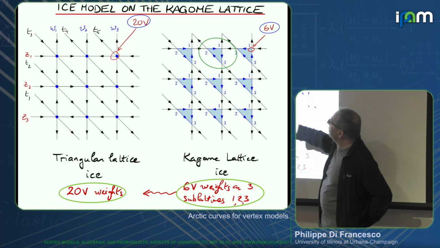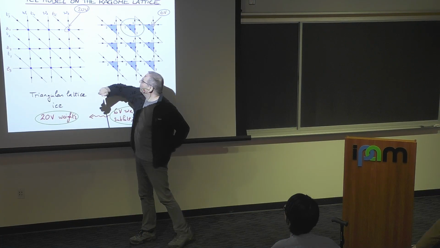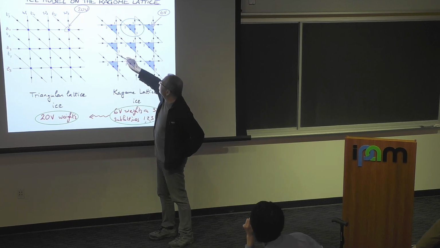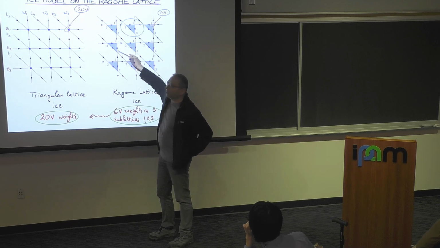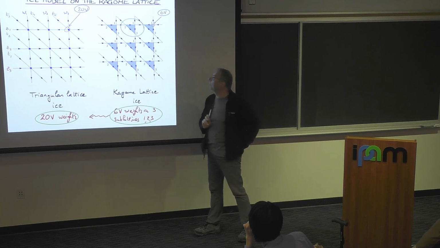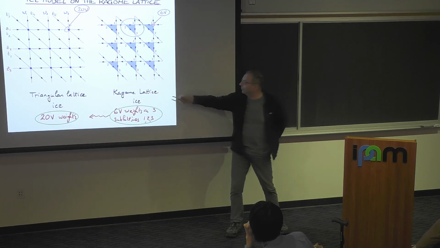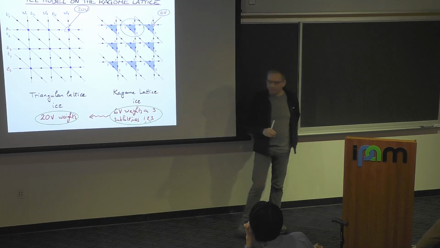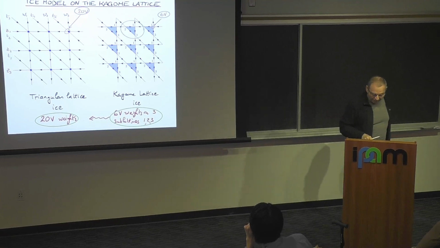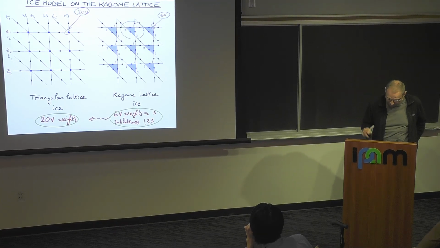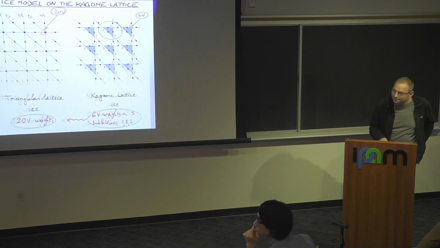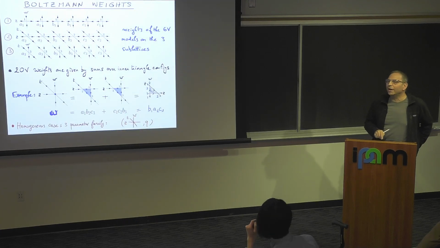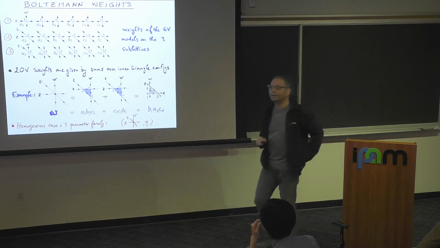Then I can obtain weights for this problem as a summation over the possible configurations of these inner arrows. This lattice is called the Kagome lattice, after a basket weaving technique in Japan. It's not Mr. Kagome, it's really basket weaving.